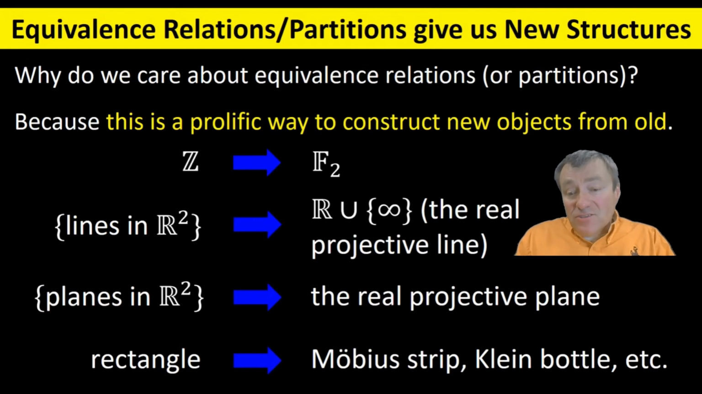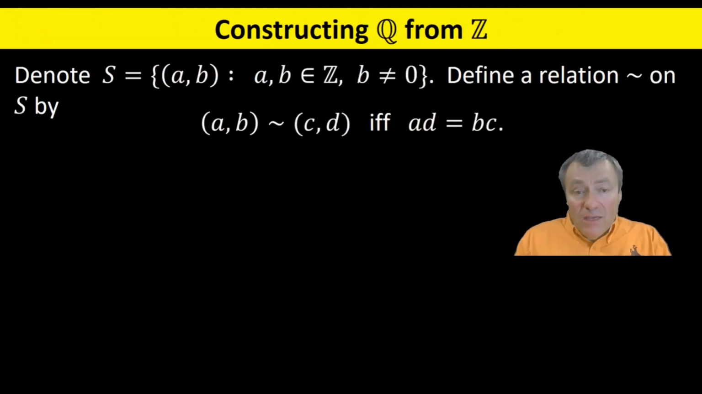And by the way, the construction of complex numbers from the reals, depending on your perspective, is maybe best understood using equivalence relations. This idea is just a gold mine for mathematicians because we look for new objects all the time. Now let's talk about how you would construct rational numbers from integers.